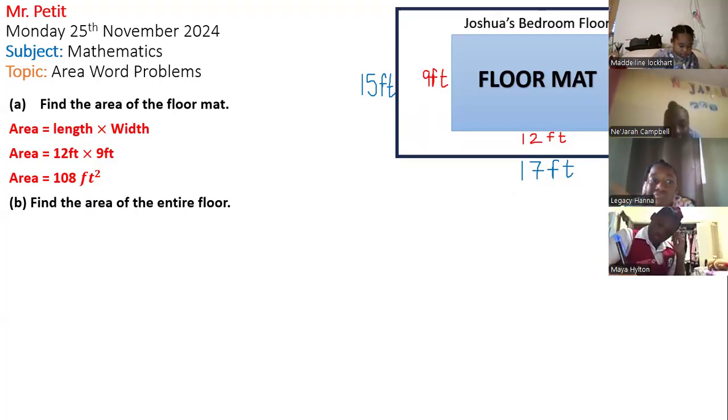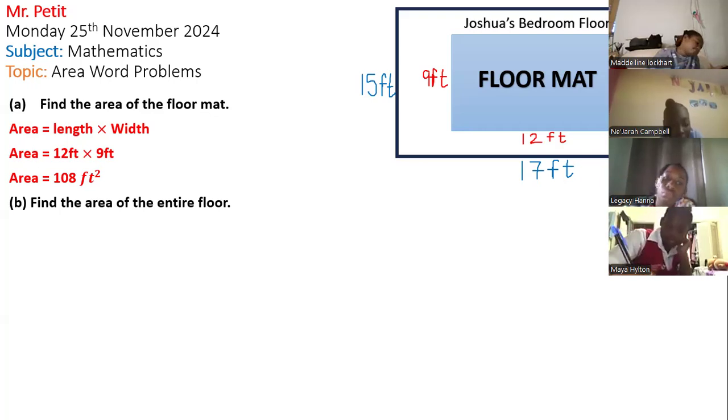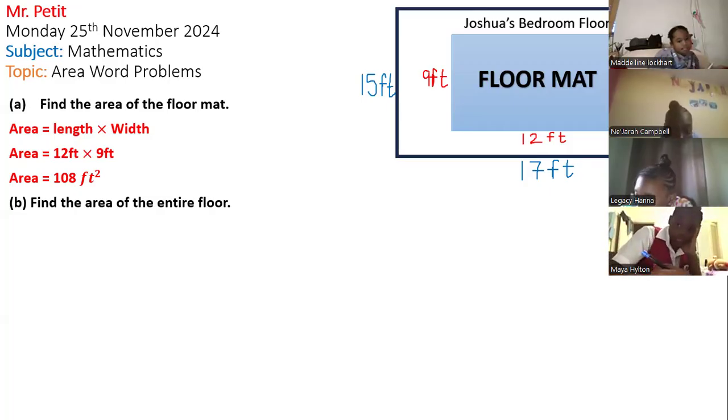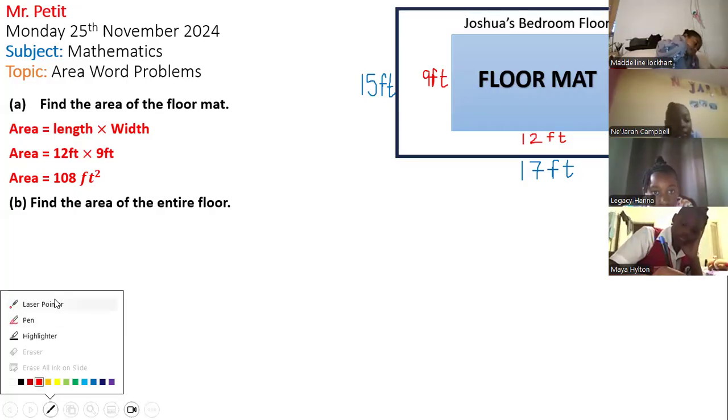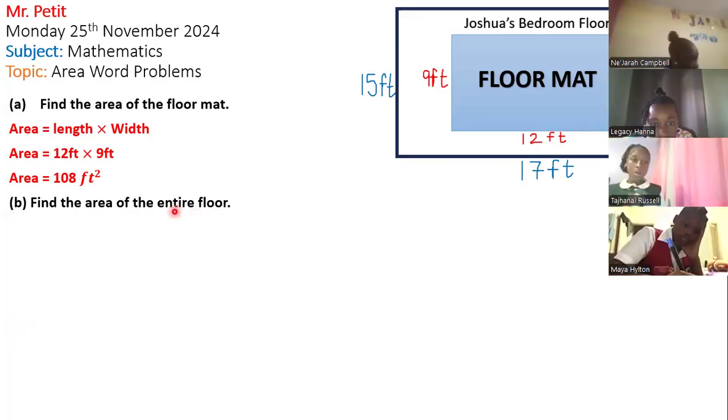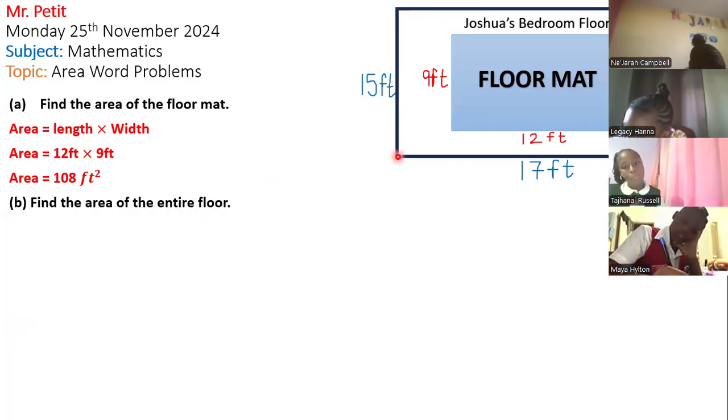I think it's 17 times 15, because that's around the whole area. Very good. I agree with you fully. So in order for us to find the area of the entire floor, you have to figure out the area of this whole rectangular thing.